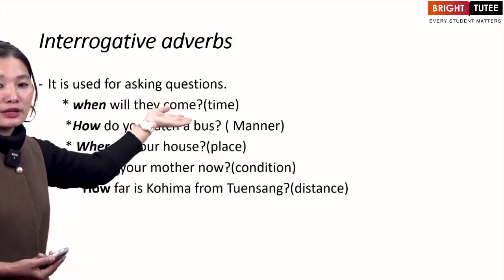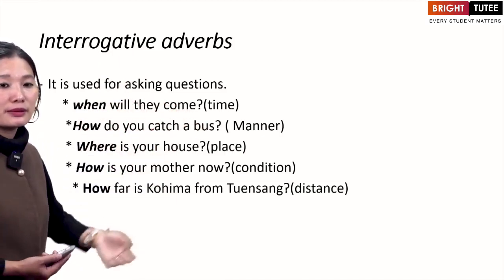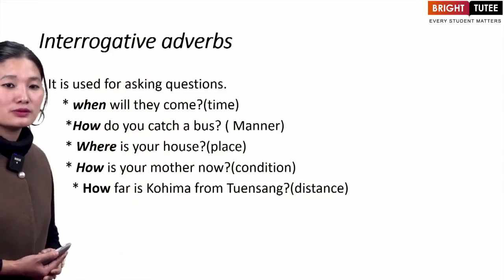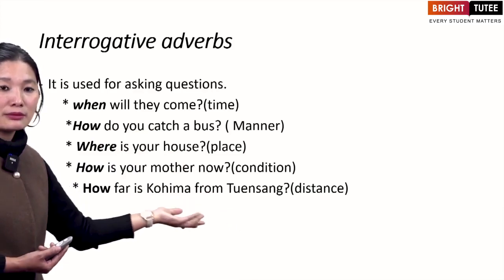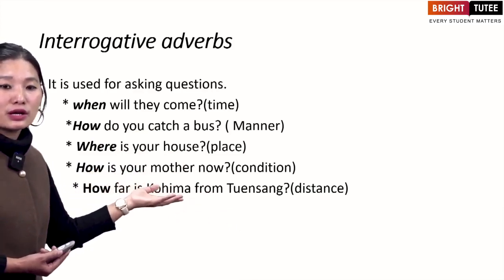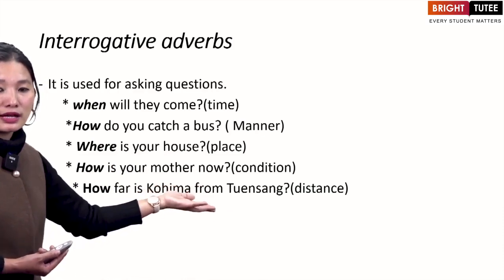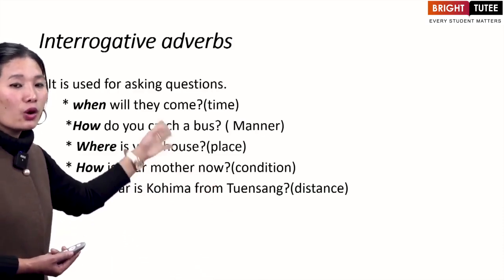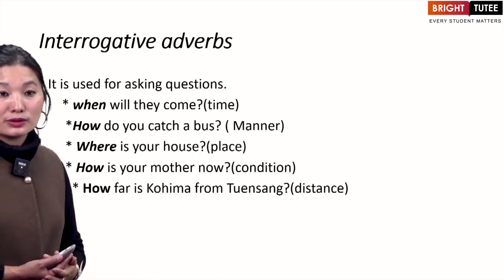When will they come? It answers to time, okay? How do you catch a bus? Manner. Where is your house? That is place. My house is at, you can mention the name. And how is your mother now? It is the condition. How far is Kohima from Tuensang? That is distance, right? Not all question words are interrogative adverbs. I want you to know that.